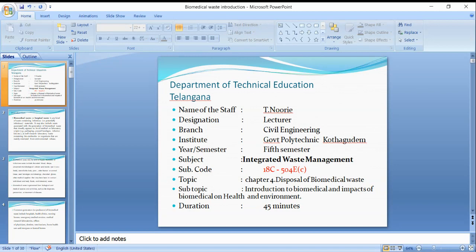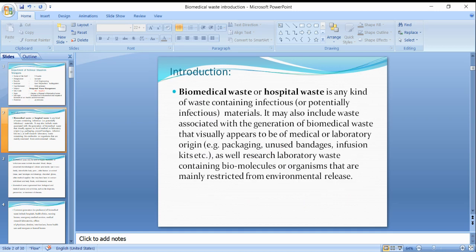I am from civil engineering, from Polytechnic Kottapuram, and my subject is integrated waste management. In that, I'm going to deal with the disposal of biomedical waste. Today I'm going to talk about the introduction to biomedical waste and its impact on health and the environment. So this is our topic.